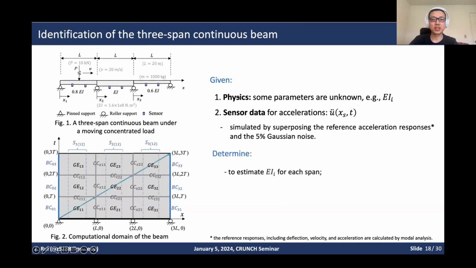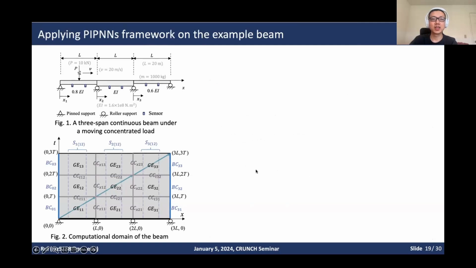Based on the incomplete physics and the sensor data, we try to determine the unknown parameters and also to predict the full state of the system from the limited and noisy sensor data. So again, this is the problem statement. And the next step is we try to apply the PINNs framework.